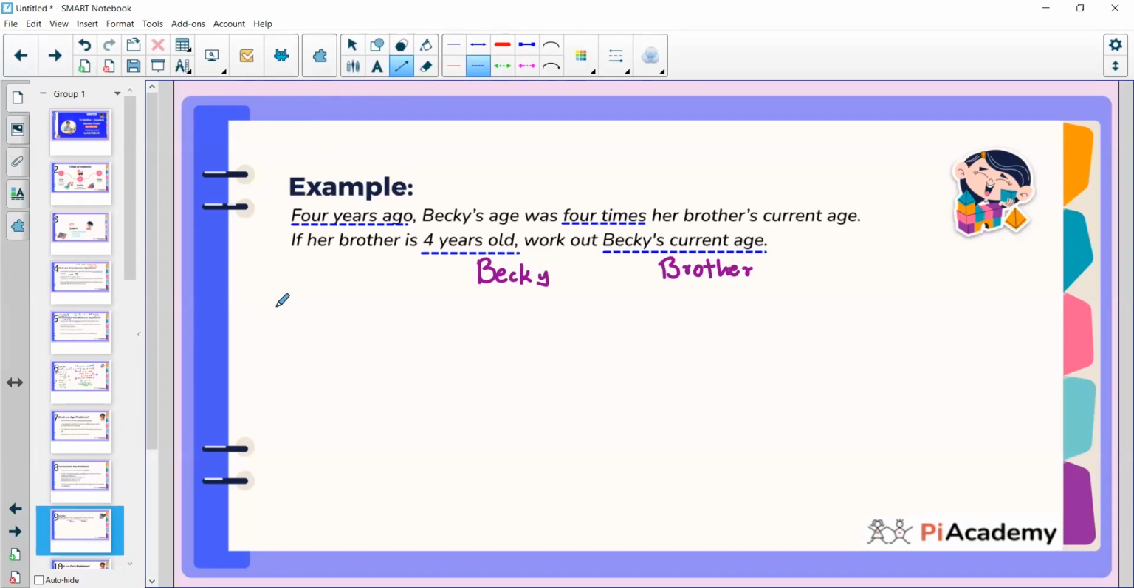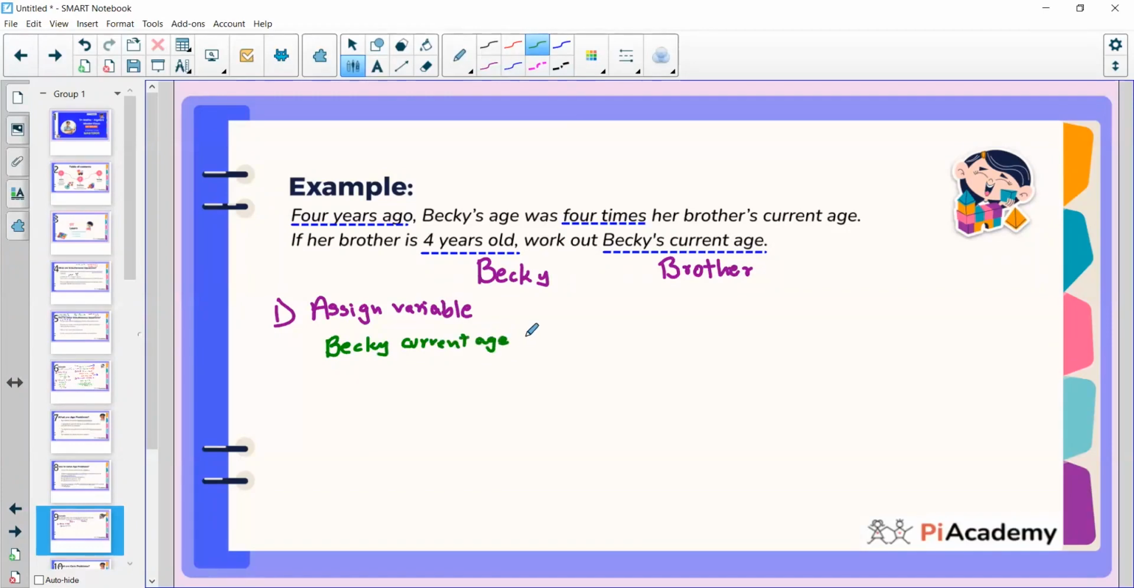So what is the first step we can do over here? Here, which ages are compared? Ages of Becky and ages of her brother are compared with each other. That too 4 years ago. They're talking about the past, right? So what is the first step? We would assign a variable to Becky's current age. Okay, this is the one which we need to work out. So we would assign a variable. So let us assume Becky's current age as X.